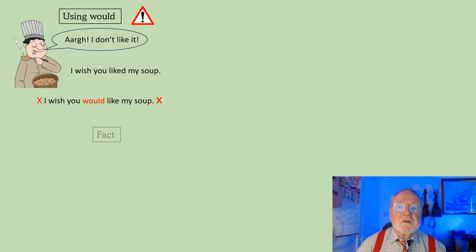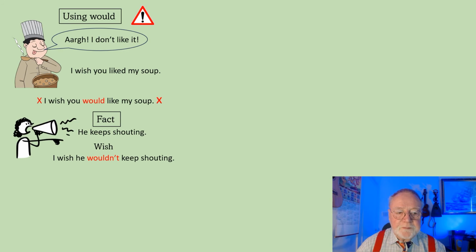But here's a situation which is a little different, because we're dealing with a fact. He keeps shouting. That's a fact. And if I want to use wish, I can use would or a negative following wish. I wish he wouldn't keep shouting. This is really because it's what he wants to do and I don't want him to do it. So it's a slightly different situation from the previous example. I wish he wouldn't keep shouting.